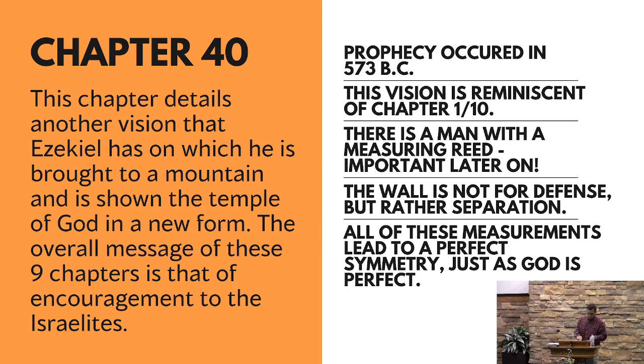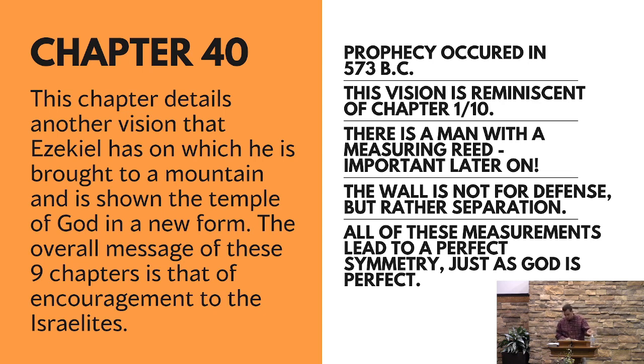This man, we've seen a man like bronze before early on. He has a linen cord and a measuring reed. The cord and the reed are used very extensively in these next few chapters. We're not going to read through all of these because there's a lot of discussion about how many cubits something is. Go to verse 7 of chapter 40.